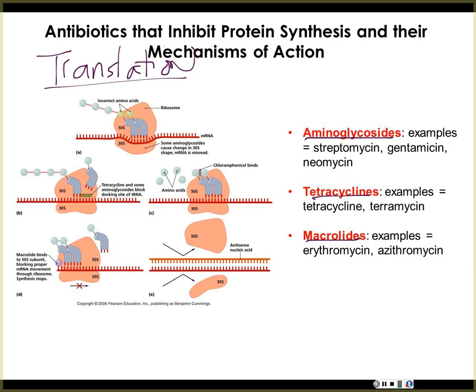How do they actually do it? Some of your aminoglycosides, like this diagram is showing you, they attach to the 30S part of the ribosome, the small subunit, and they warp it. And that causes incorrect amino acids to be included in the protein. This is supposed to be the chain of amino acids up there at the top that's being built. So the wrong ones get incorporated.